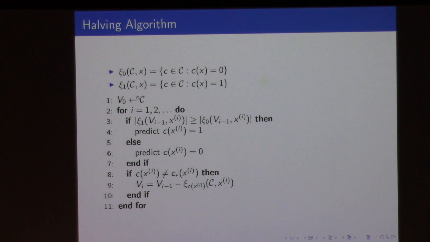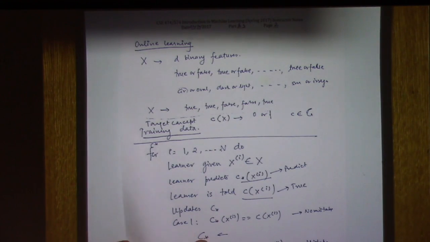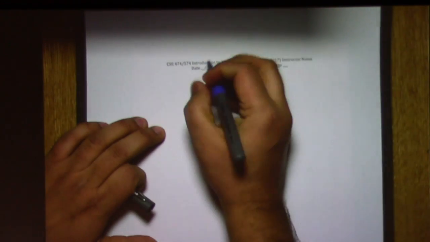So the idea there is that you first define these two things. Okay. So these are two sets that you define, given your current version space. In fact, maybe I'll switch to my document camera. I'll fix that later. But the idea is this.